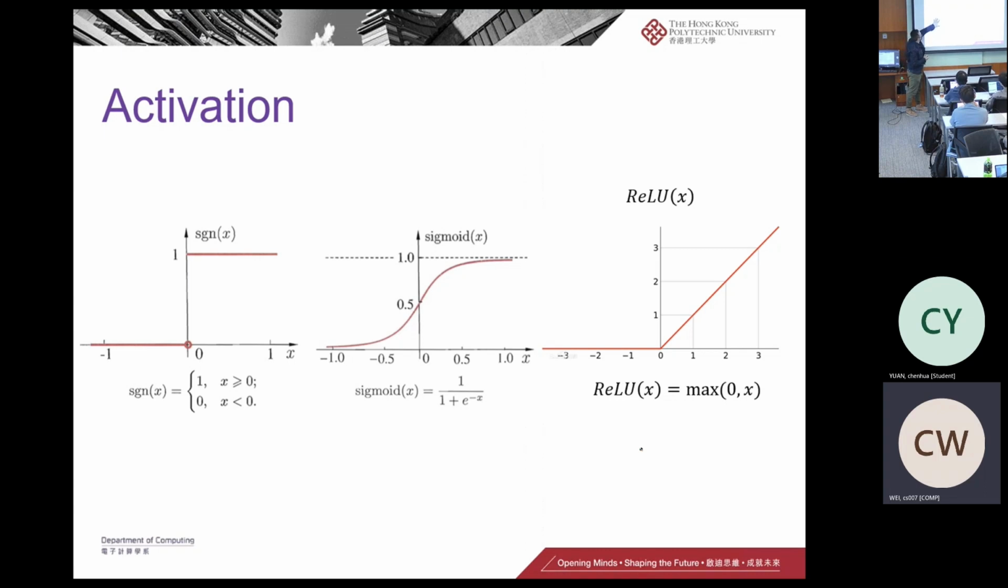For example, this is one activation function. This one maps the value into either 1 or 0. This is a mapping by taking the sign of that value. And the sigmoid does something very similar but in a slightly different way. It maps the values into the range of 0 to 1. So it's kind of normalizing that value, right?